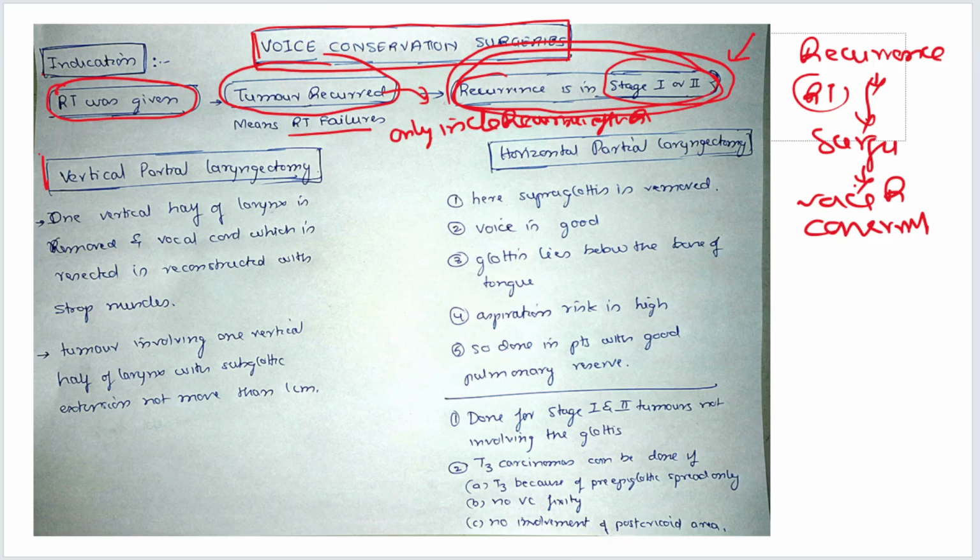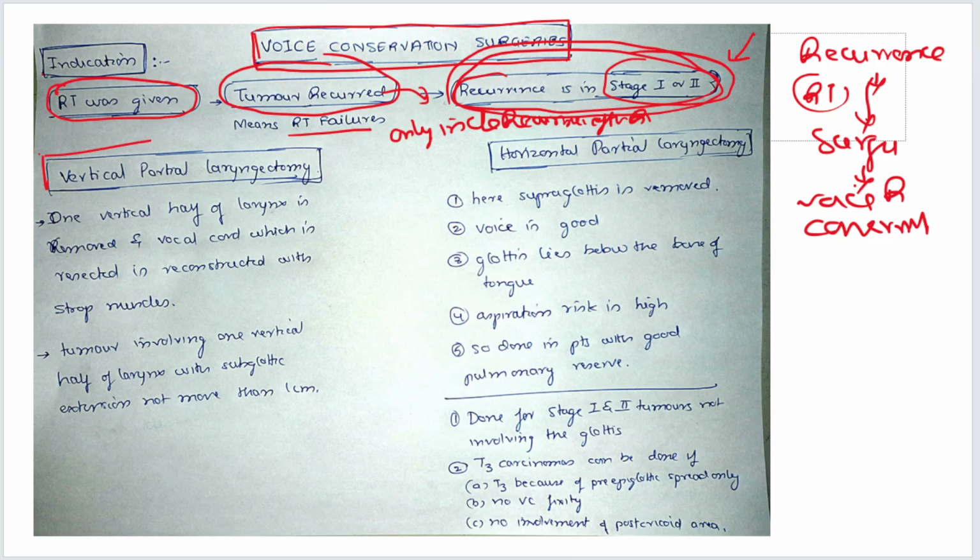So most of the times you will get it in stage 1 and stage 2. If the tumor is really very aggressive, you may find it in stage 3 and stage 4, but mostly it is stage 1 and stage 2. So I'll repeat again. A patient of carcinoma glottis, stage 1 and stage 2 came to you. You give radiotherapy, you follow up the patient. 90% of them don't recur. If they recur, then you confirm it again, and then you have to advise voice conservation surgery if the recurrence is coming in stage 1 and stage 2. If it is stage 3 and stage 4, you go for total laryngectomy.